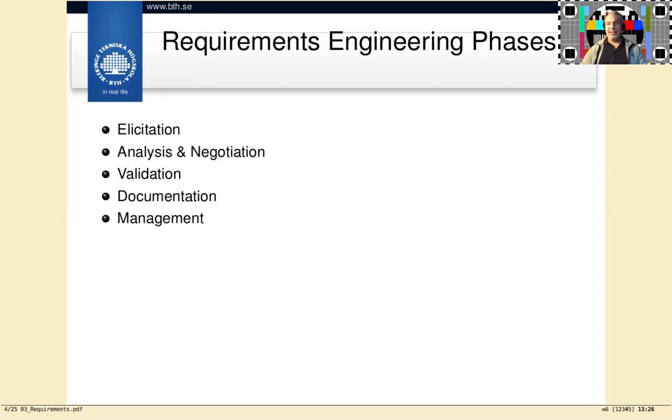Validation is not quite the same as analysis. Analysis is on individual requirements. Validation is the requirements document as a whole, if I remember correctly.